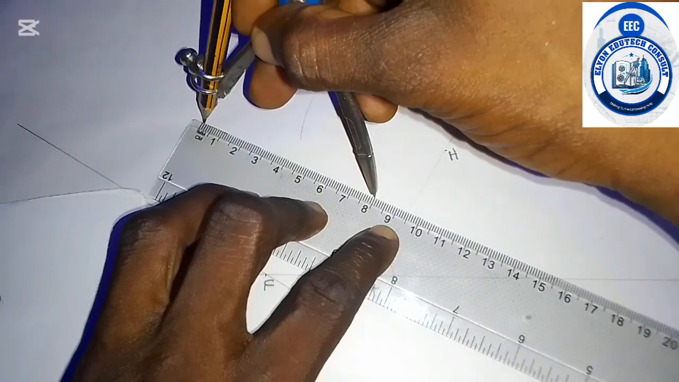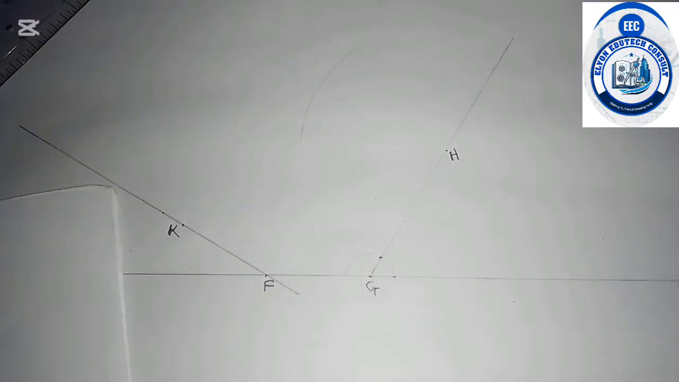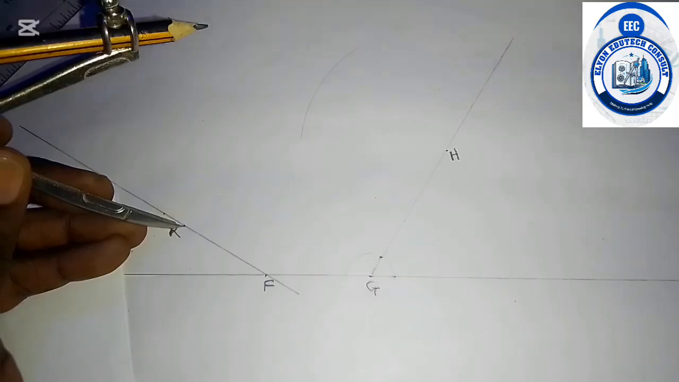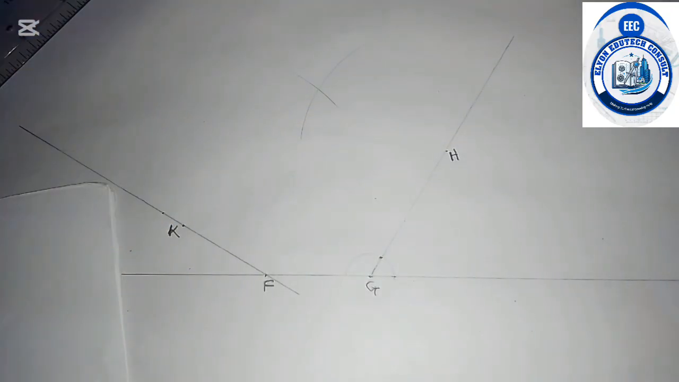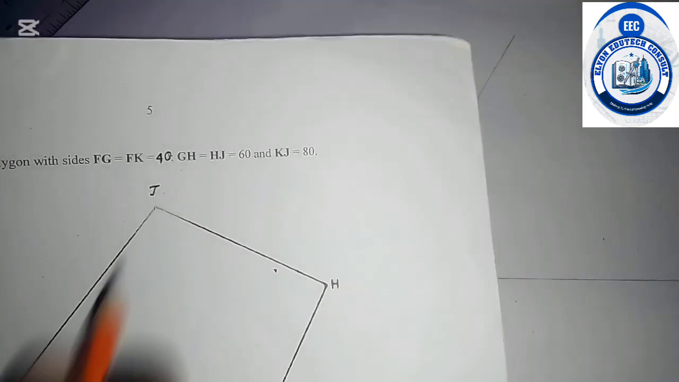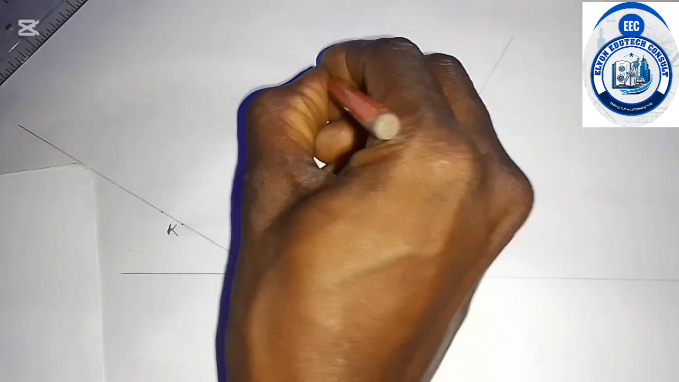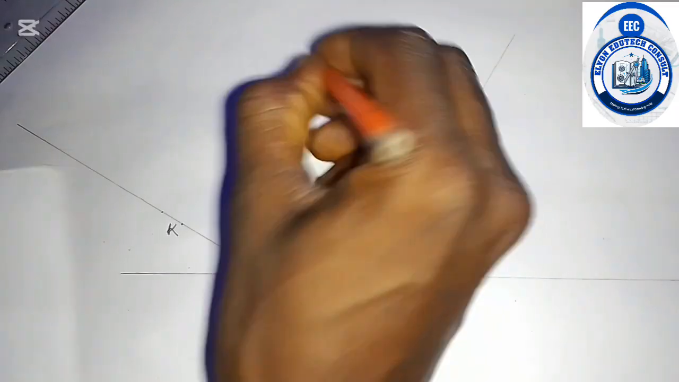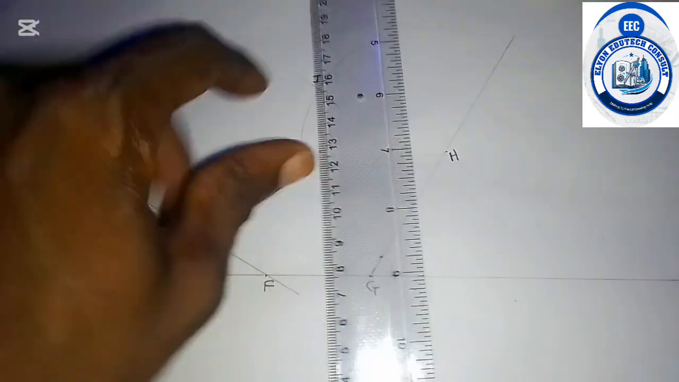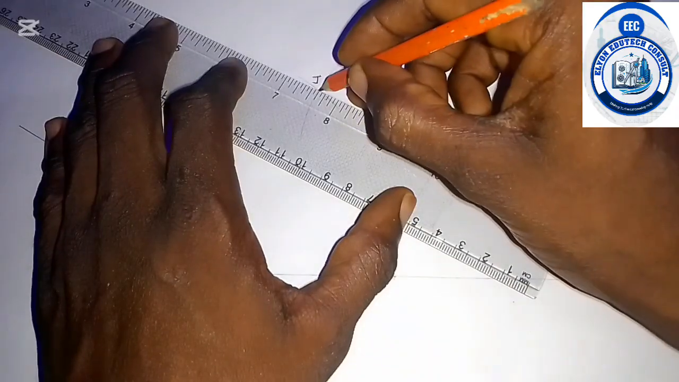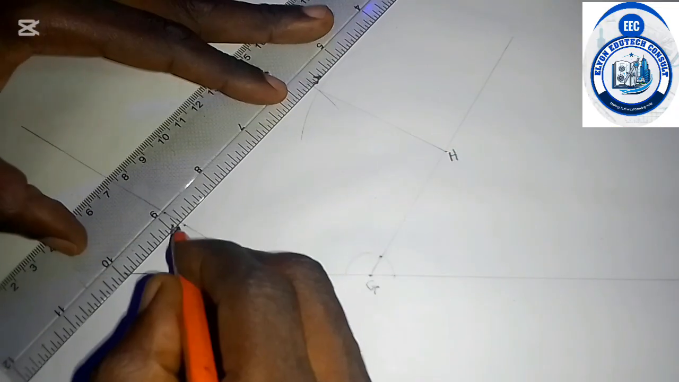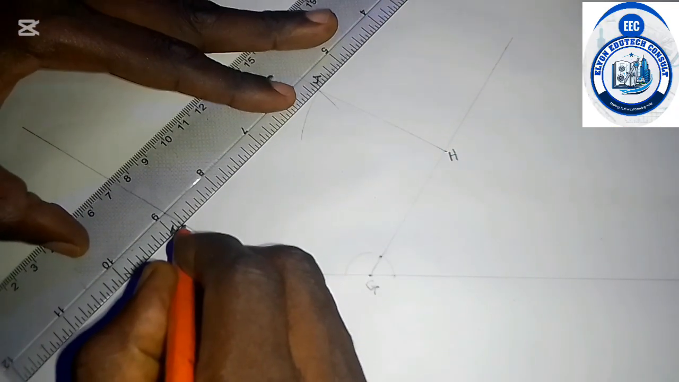Then needle on point K. Now draw this in. Take note of where both arcs intersect. That will be my point J. So all I need to do now is connect J to H this way, then connect K to J this way.